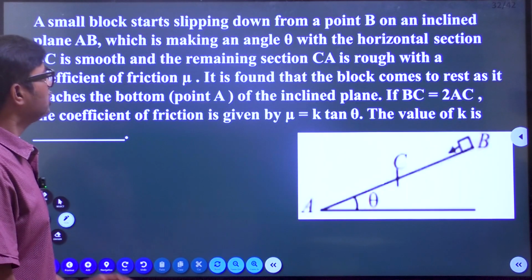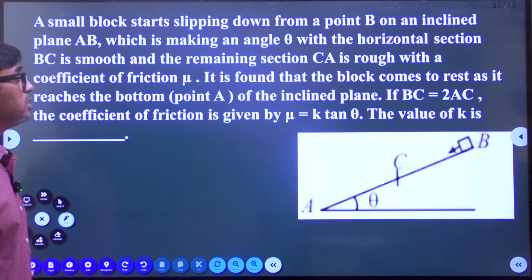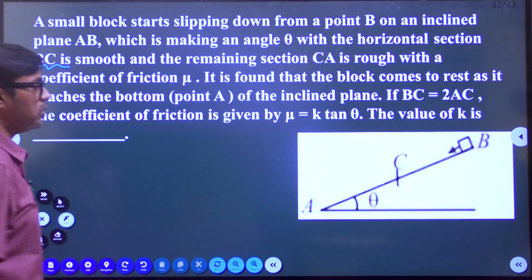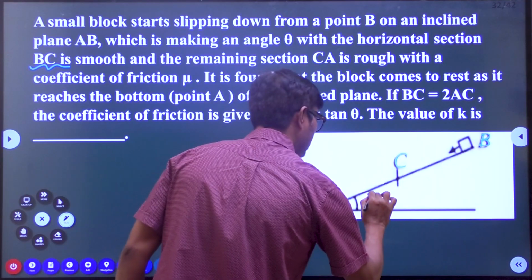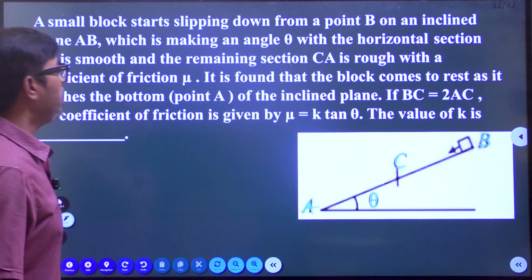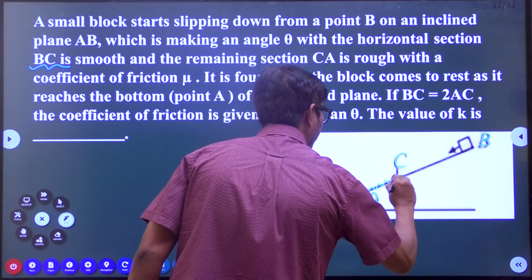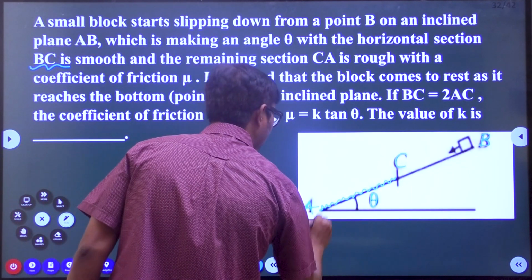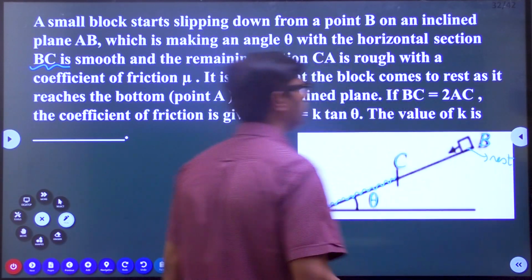A small block starts slipping down from a point B on an inclined plane AB, which is making an angle theta with the horizontal section BC. BC is smooth. I hope this picture is clear to you: B, C, A here, and this is theta. BC is smooth and CA is rough, so you have friction there. Coefficient of friction is mu. It is found that the block comes to rest as it reaches the bottom. So here it is at rest, and here also it is at rest.